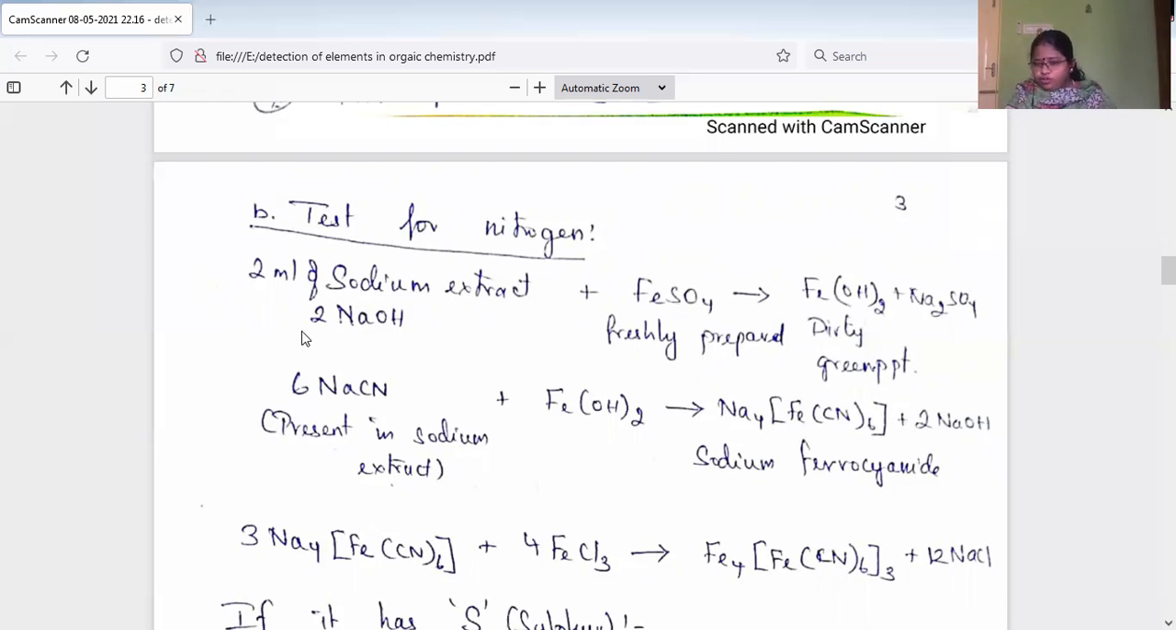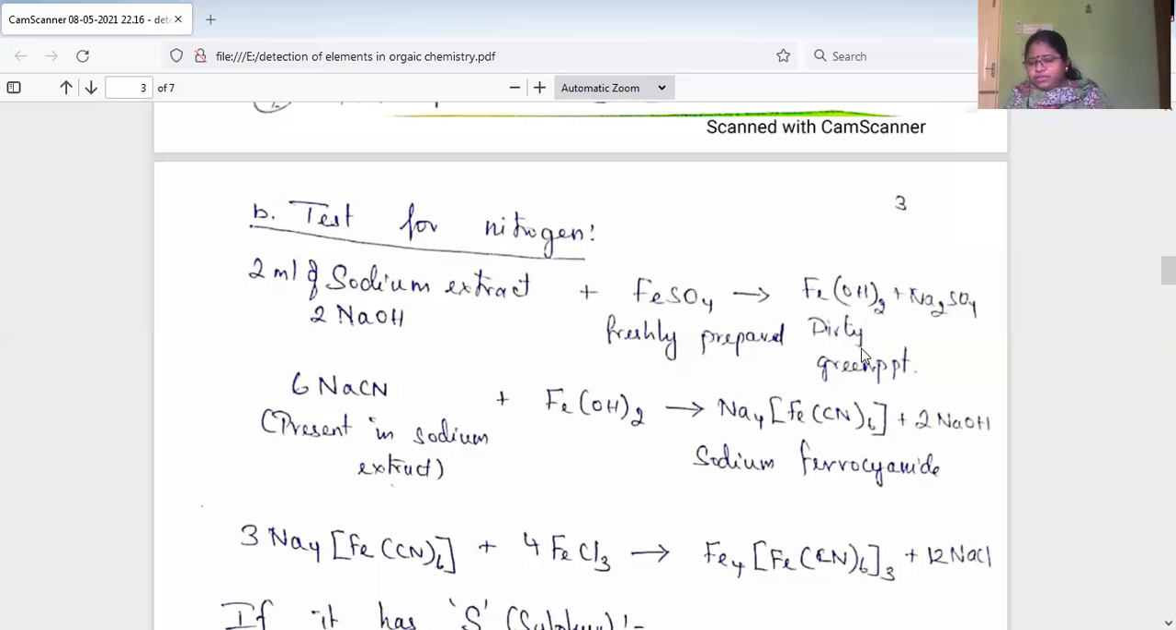So the sodium extract, in the sense the Lassaigne reagent, with ferrous sulfate leads to a dirty green precipitate. This we might have learned in lower grades itself. Test for cation: iron reacts with hydroxide from NaOH and it goes as Fe(OH)2, that is ferrous hydroxide, which gives a dirty green precipitate.